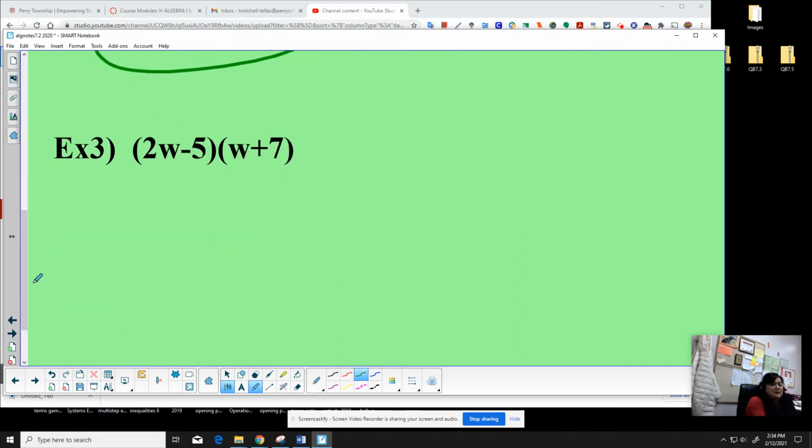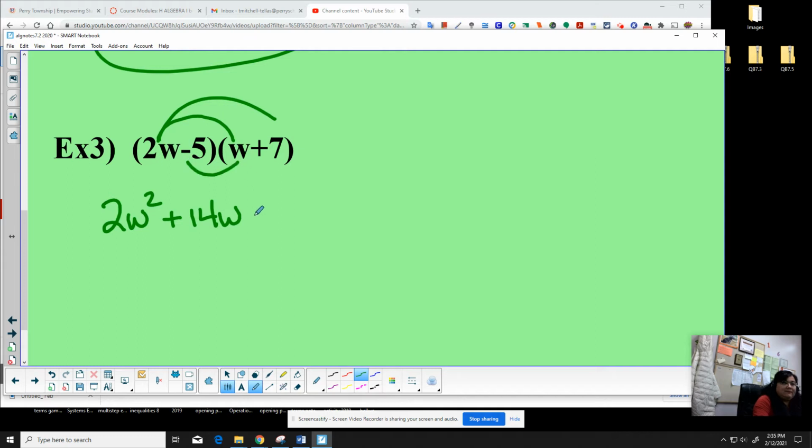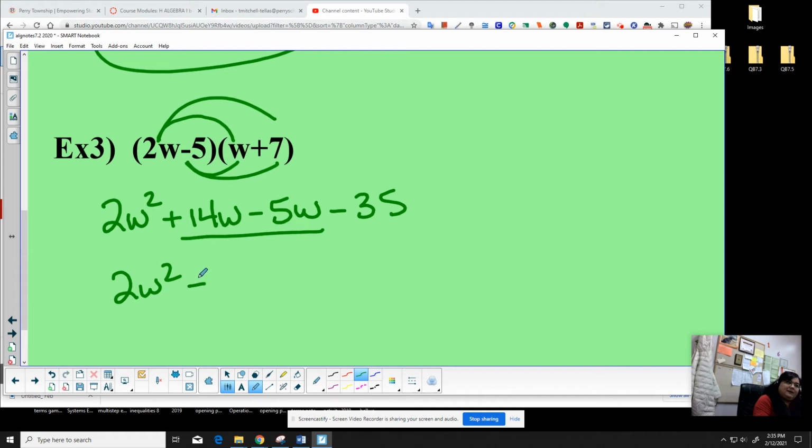Okay. Number 3 is the exact same procedure. We just have a w instead of a c or an x, and we've got a 2 in front of the w here, which we haven't in the past. So 2w times w is 2w squared. And 2w times positive 7 is 14w. And negative 5 times w is negative 5w. And negative 5 times 7 is negative 35. So 2w squared, these two can be combined, plus 9w minus 35.